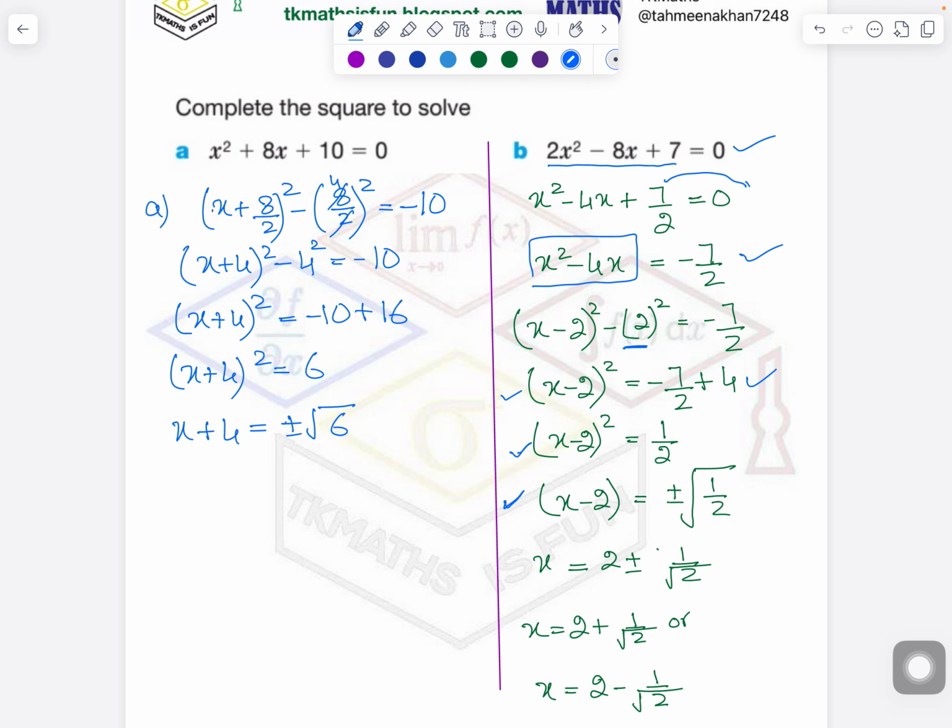And this is what I have done here, if you notice. So now we have to solve it. We have to find the value of x. So I'll take 4 to the other side. So one time you will solve it with plus root 6 and the other time with minus root 6. Correct. So this is your one solution. And the other one will be the minus root 6 one.